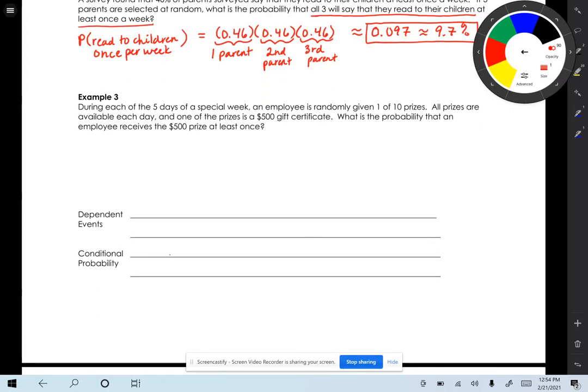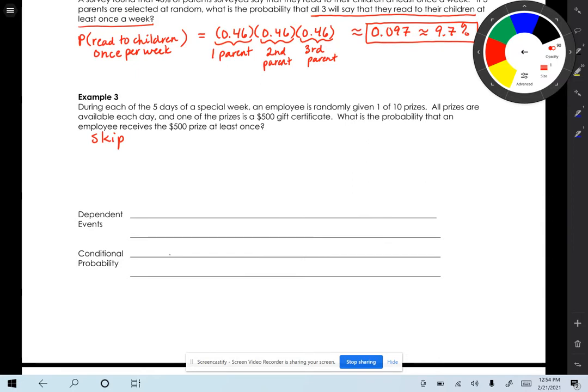Okay, example 3, rounding out this page. During each of the 5 days of a special week, an employee is randomly given one of 10 prizes. All prizes are available each day, and one of the prizes is a $500 gift certificate. What is the probability that an employee receives a $500 prize at least once? We're going to skip this particular one, but you should try it and see if you can get it.